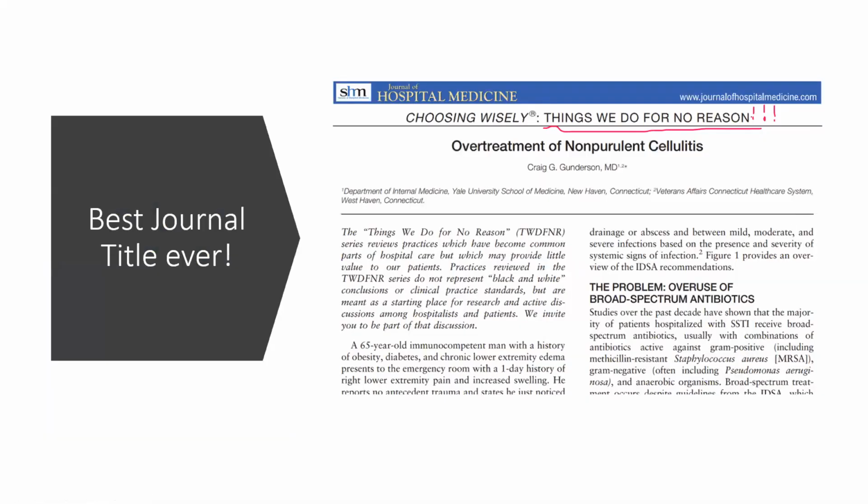So, best journal title ever. This was an article that came out called Overtreatment of Non-Purulent Cellulitis, Things We Do for No Reason. And again, really the overuse of particularly vancomycin in non-purulent cellulitis is a major problem. It does have a role, but try, if you can, to look at the patient, see if they've had MRSA in their nose, see if they had prior MRSA, and try to get them off the vancomycin as soon as you can.